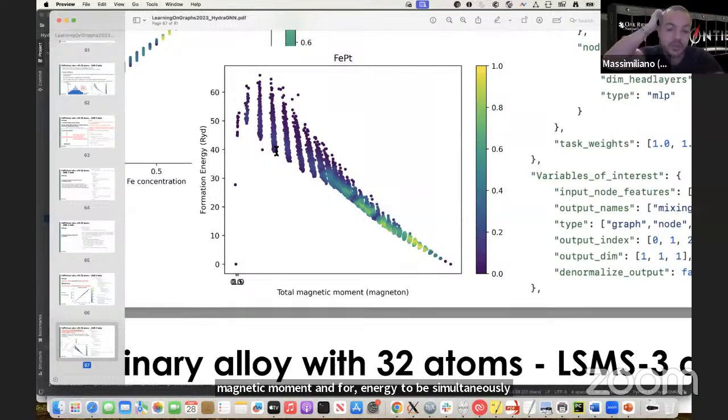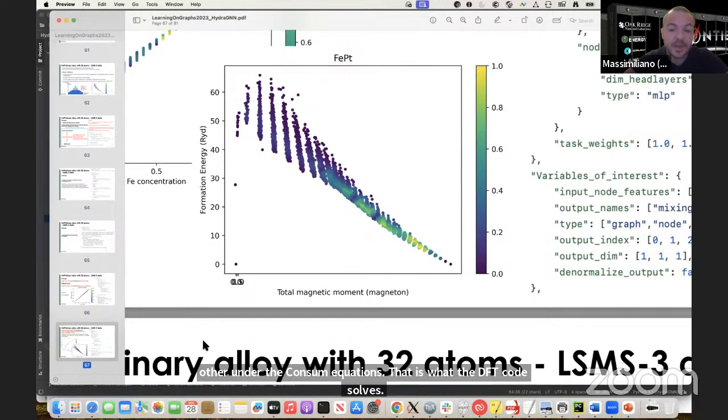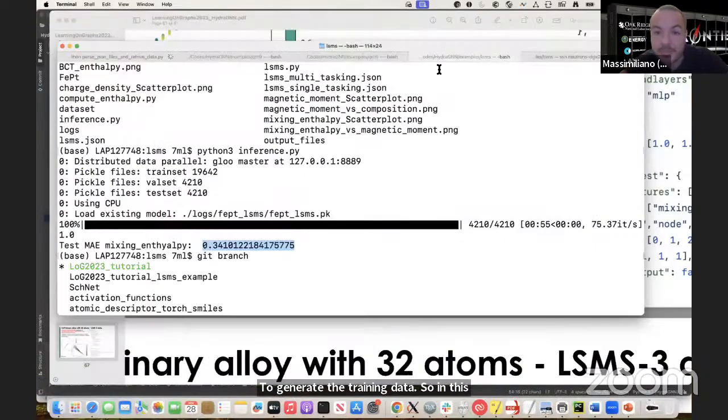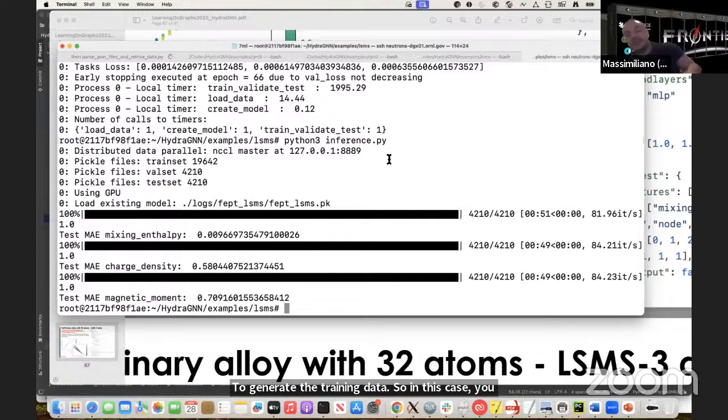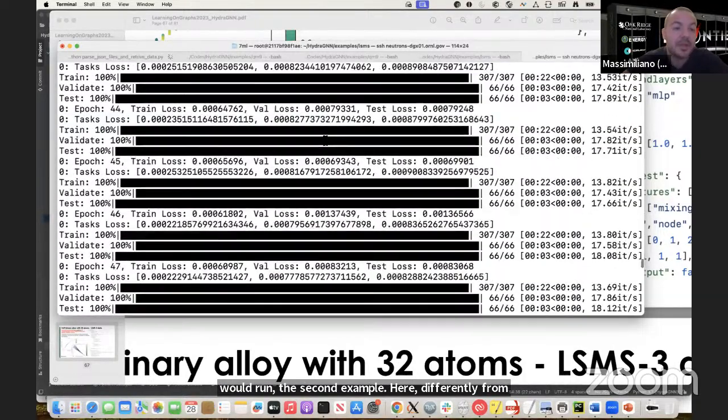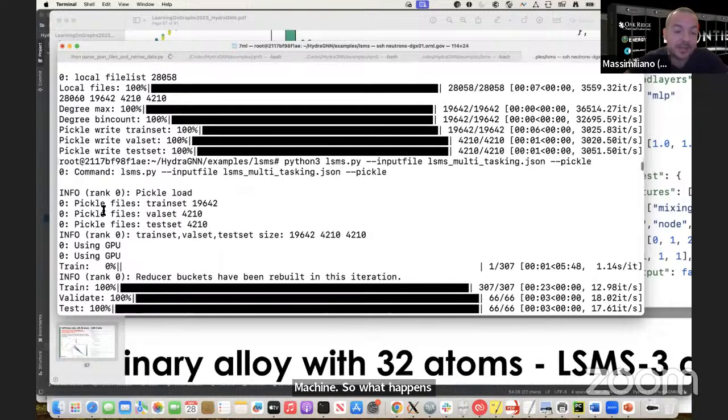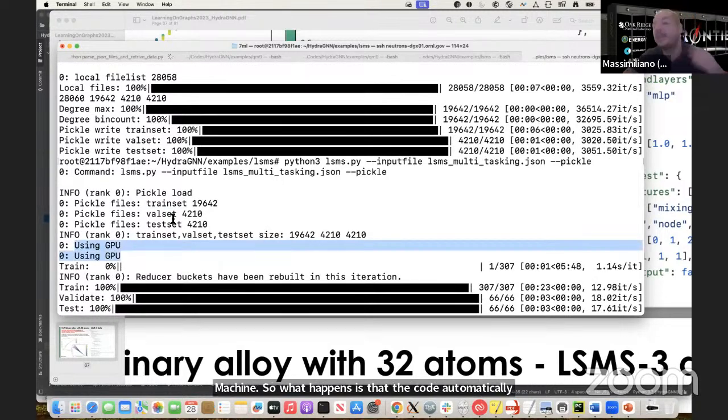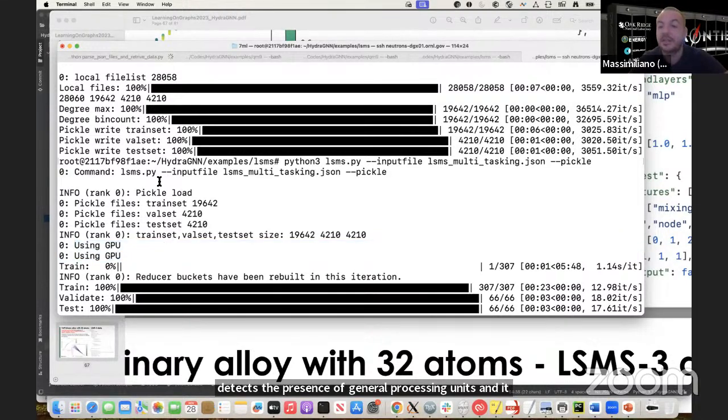In addition to formation energy and total magnetic moment, we also want the neural network to predict the charge transfer. All these three properties are correlated with each other under the Kohn-Sham equations. That is what the DFT code solves to generate the training data. So in this case, you would run the second example. Here, differently from before, I'm running the code on a DGX machine. So the code automatically detects the presence of graphics processing units, and it uses those processing units for hardware acceleration of the training.